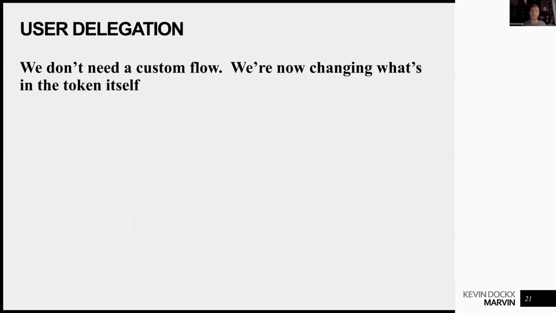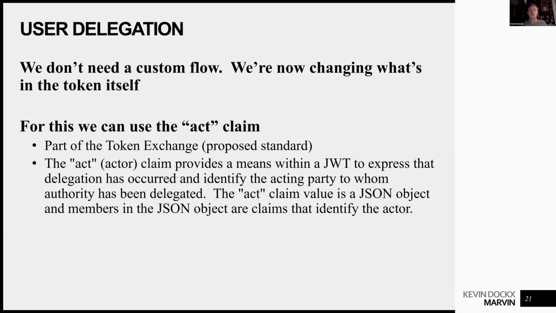This is, by the way, not a custom flow. This should work with any flow. We are simply changing what would be in the token itself. So to be able to do that, we would again use a part of the token exchange standard, and that part is the act or actor claim. And that is essentially a JSON object which identifies the user that is acting on behalf of someone else.